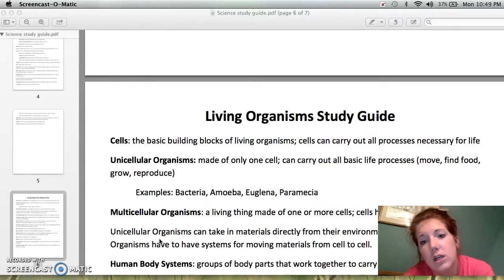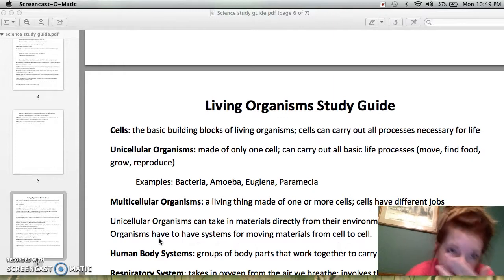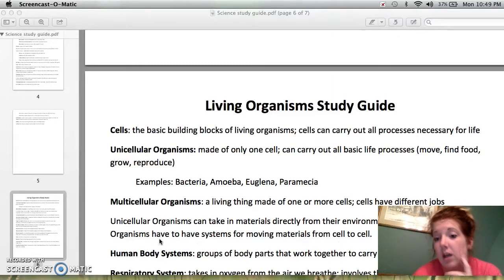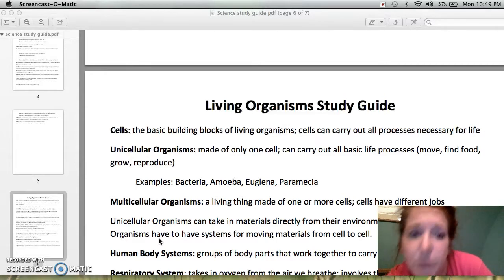Living organisms. An organism is a living thing, so we're getting into cells and human body systems. And we went really deep into this within our PBLs, and this is going to seem so easy and basic to you because you are the experts.